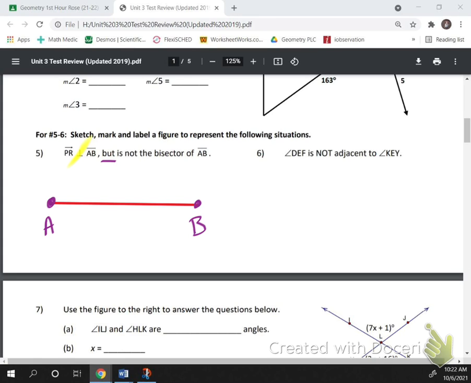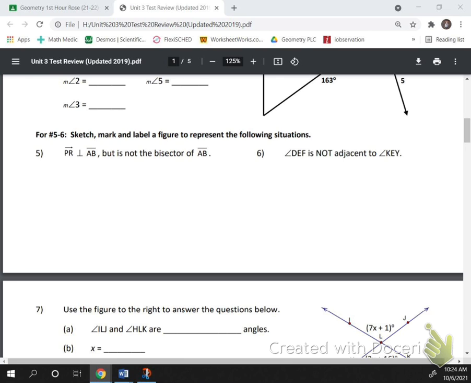But it says it is not the bisector of AB. So PR is not the bisector. A bisector cuts something in half. So PR is not cutting this in half. There's a couple different ways you can draw this. I'm going to draw it like this, where it's P and this is R. I could have drawn it over here, but I don't want to draw it in the middle. Don't make it look like it's in the middle at all. Okay? Right, because it says not a bisector.